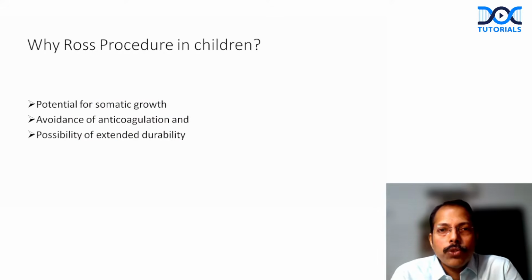So why Ross procedure in children? Why aortic repair in children? Because there is a potential for somatic body growth, and we should avoid anticoagulation in children, right? And we should give a possibility of extended durability with the procedure that we are going to do.